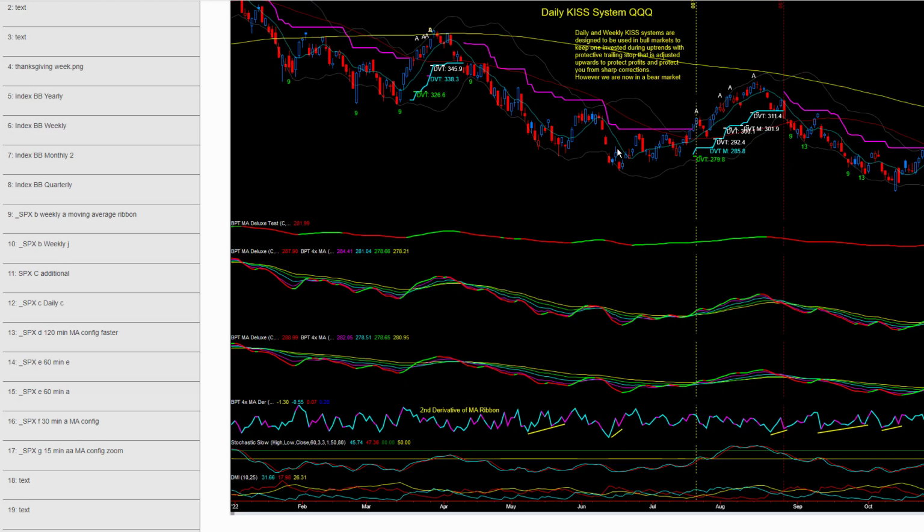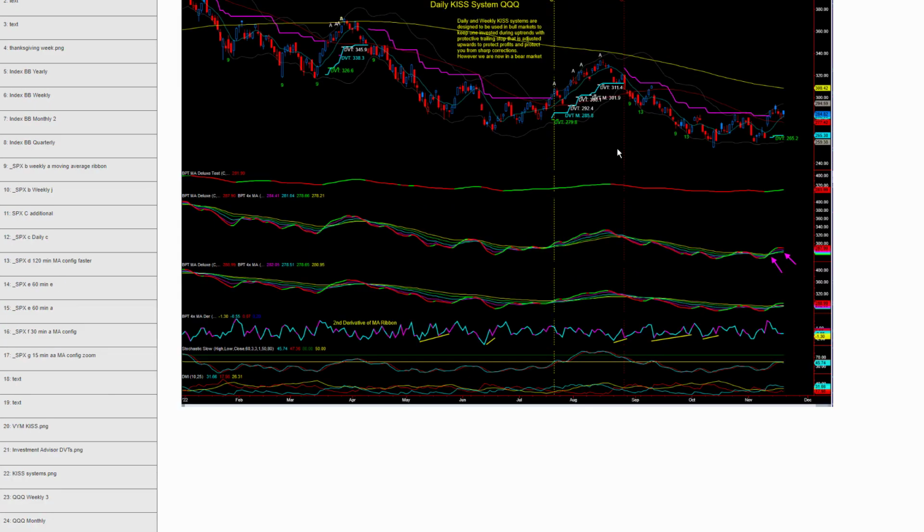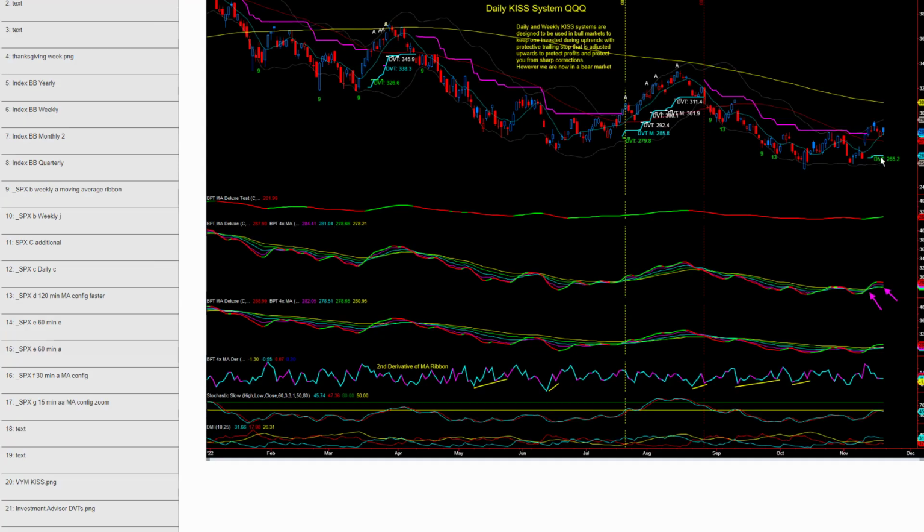Next, chapter 28, here's the daily KISS trends chart. Again, the only change on this is the Qs went long last week with a new DVT down here at 265.20. The moving average did flip to a bullish configuration and is now pinching here. So hopefully we get a chance for another rally here so we can get this DVT up a little bit. It's still pretty wide there.